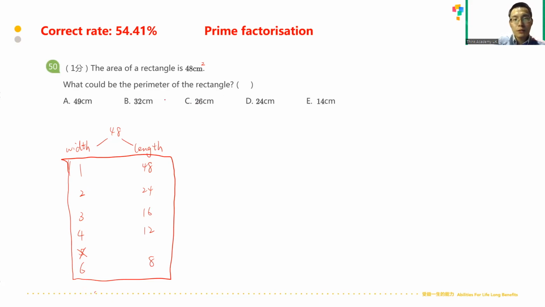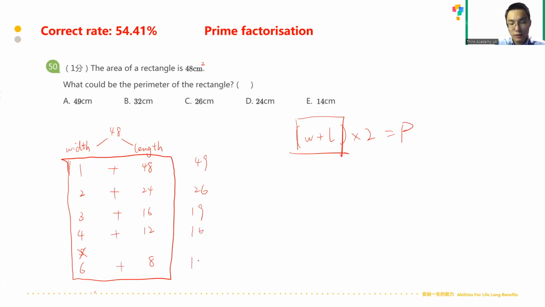And then we look at the perimeter. The choices are perimeters. So remember your perimeter equation: width plus length, times 2, is the perimeter. I use capital letter P to represent it. That means if we divide all the choices by 2, that will give us the sum of the width and length. We write the sum of the width and length here first. So 1 plus 48 is 49. 2 plus 24 is 26. 3 plus 16 is 19. 4 plus 12 is 16. And then 6 plus 8 is 14.